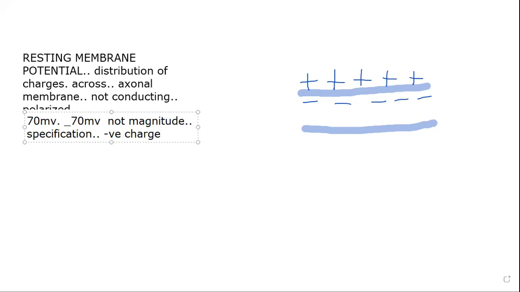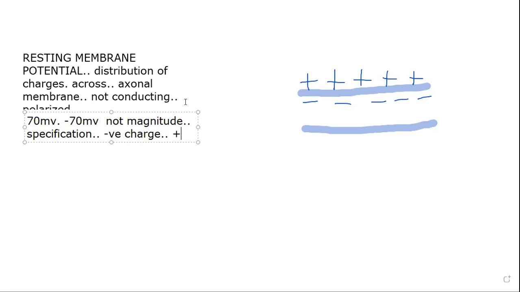When the negative charge is present inside, we show a negative sign with the voltage that we are measuring. If the negative charge is present outside, then the condition is reversed, and we will write it as a positive voltage. Here, we are writing it as a negative voltage because the negative charge is present inside.